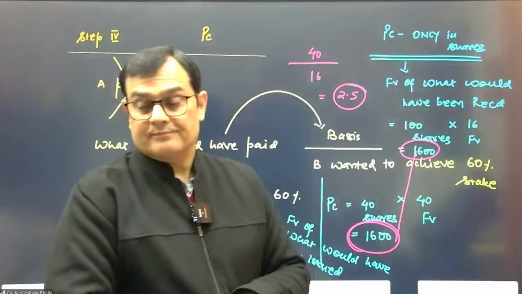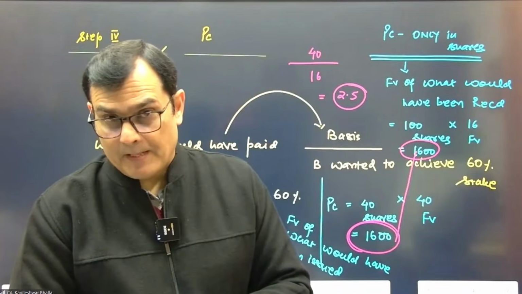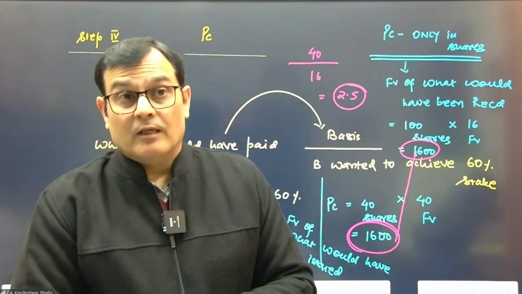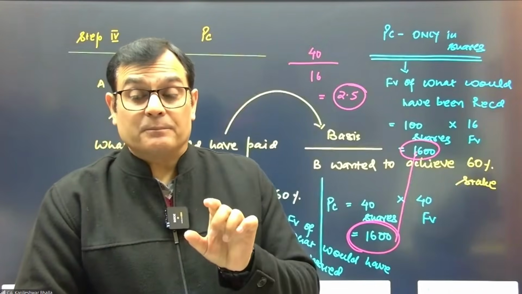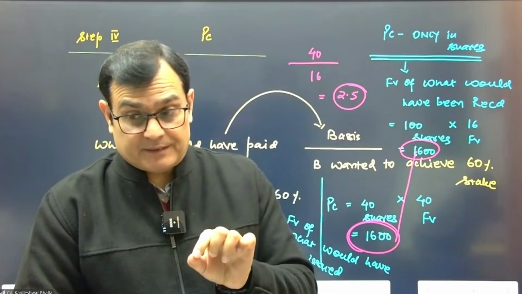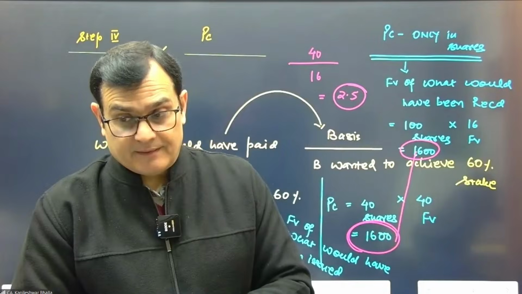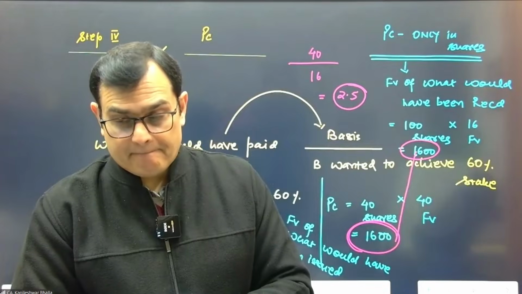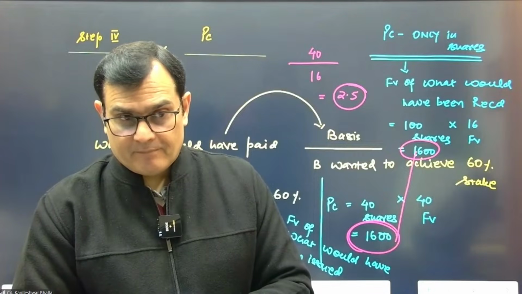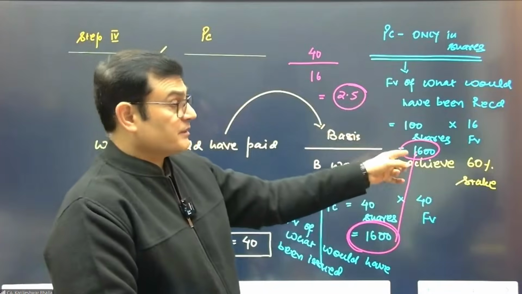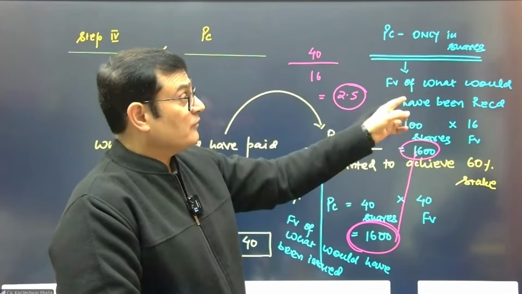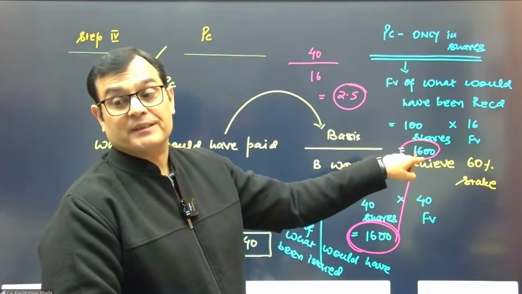Now let's go to step number 5. Sir, if fair value is not based on exchange ratio, if the PC is different in both, then what? Then this PC is the answer, the PC with the fair value of what will be received, this is the PC then.